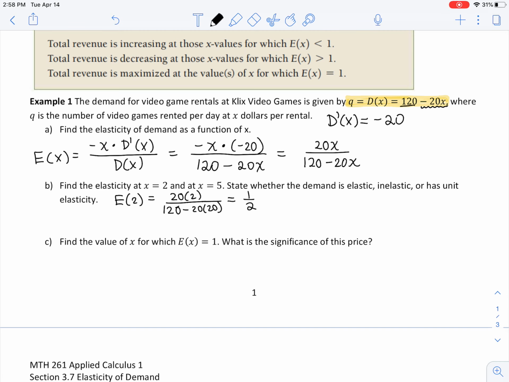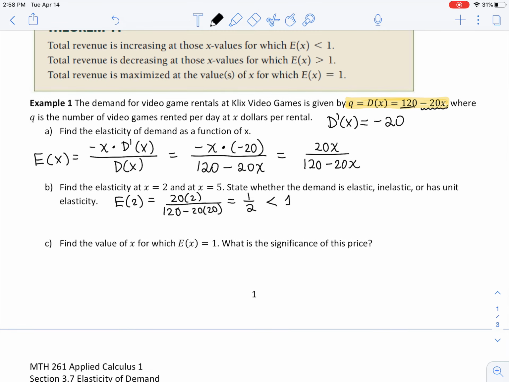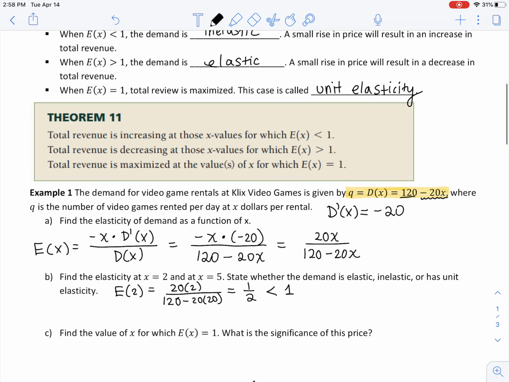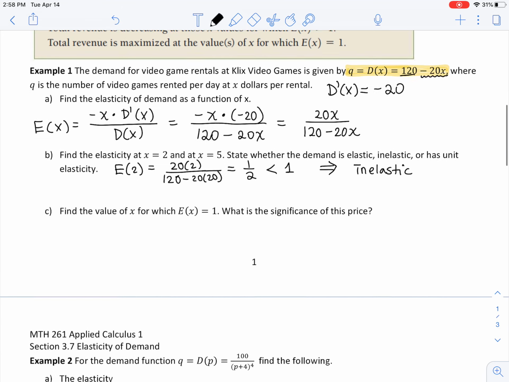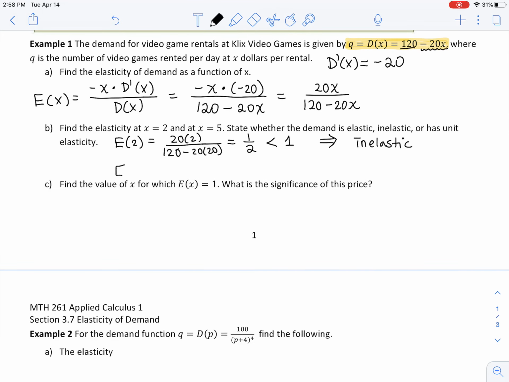Now, they want you to state whether the demand is elastic, inelastic, or has unit elasticity, right? So now this number came out to be less than 1. So remember, if we're looking at the first case, if the elasticity comes out to be less than 1, the demand at $2 is going to be inelastic. So a small rise in price will result in an increased total revenue. So we will say this indicates inelastic.